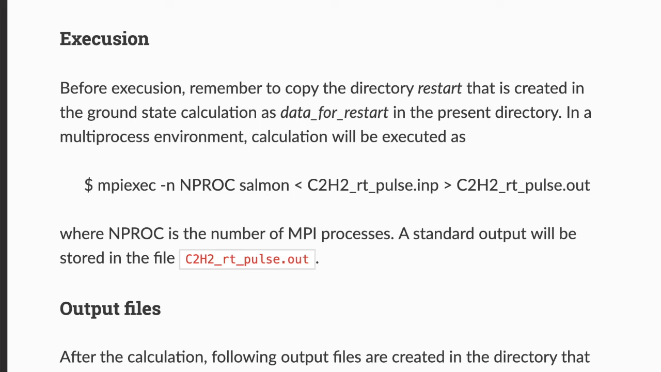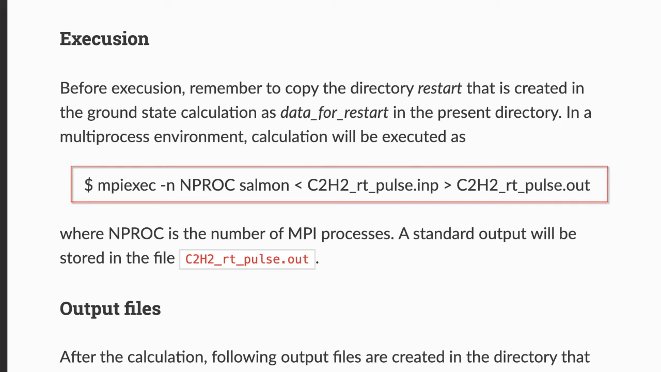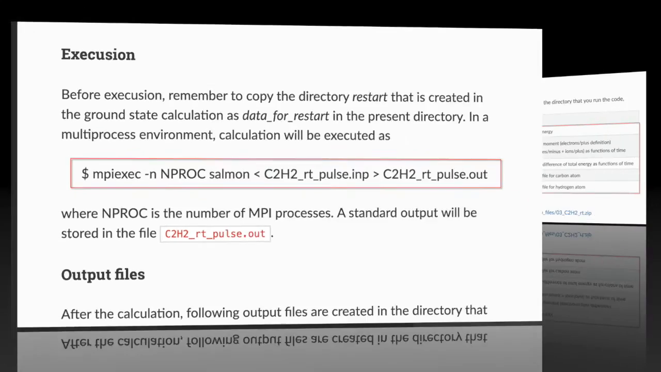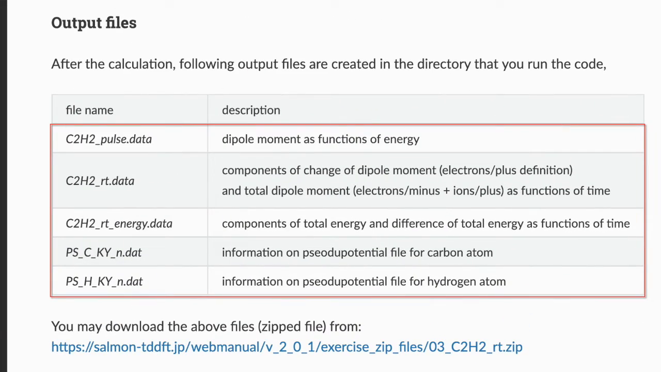Let us perform the calculation. In the system used here, the command for MPI calculation is mpiexec. Here, calculations are performed with the MPI process count as 2. When the calculation is completed, several output files are generated. A sample output file can be downloaded from the SALMON website. Let us observe the contents of a few of these files.